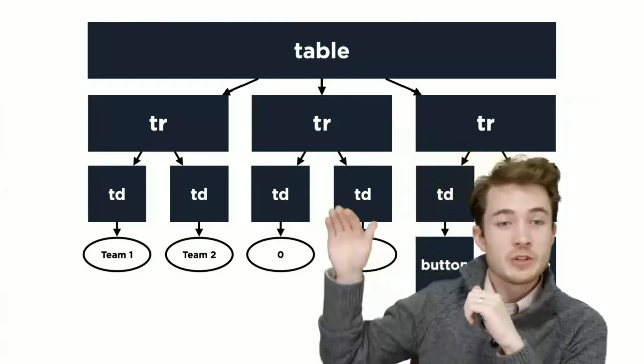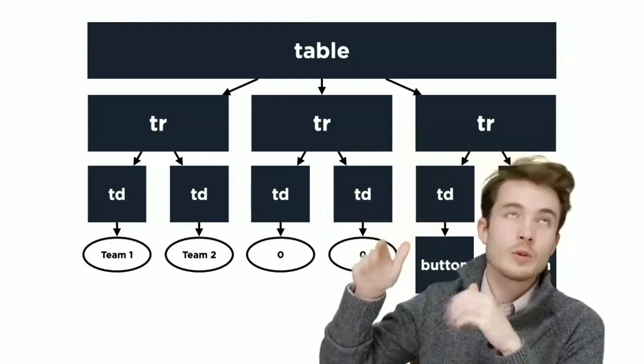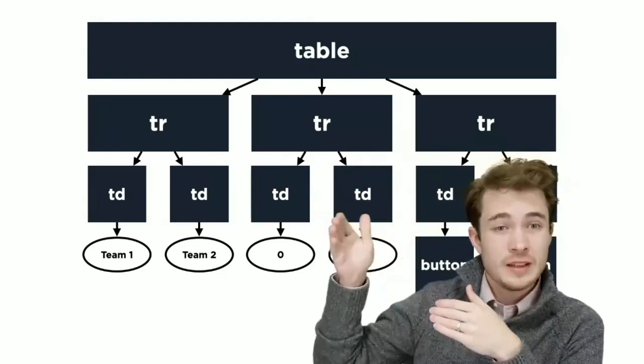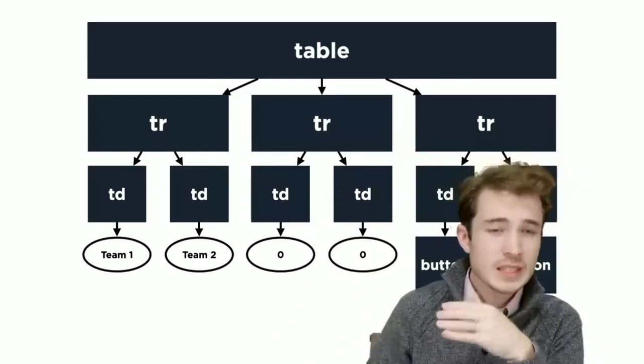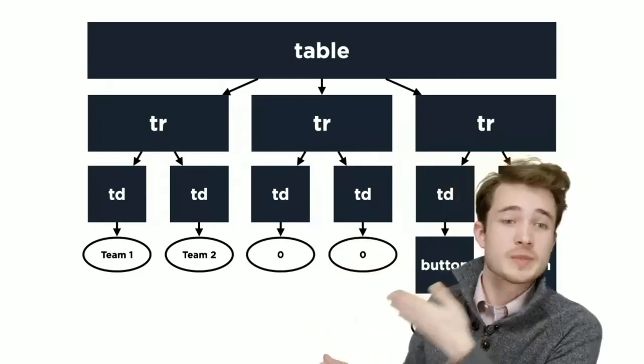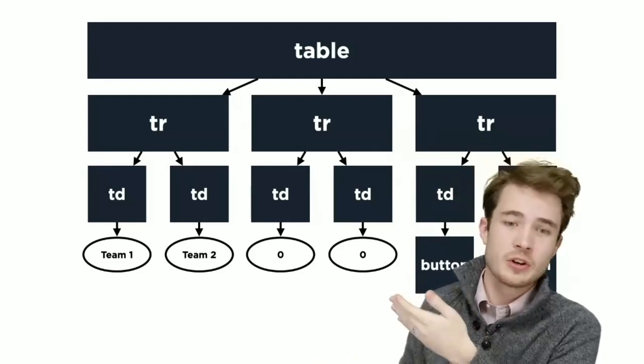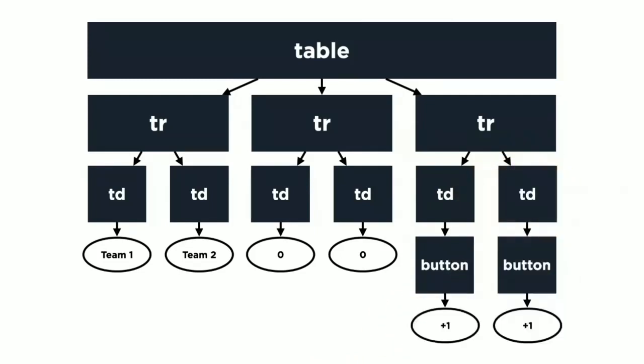Notice how every row has 2 columns, or really every row has 2 cells. And if every row has 2 cells, we effectively have 2 columns in the end, right? And inside of each of these cells down below, we see some text like team 1, team 2, 0, 0. And over here, we have +1 and +1 inside of a button that we can see on our page.